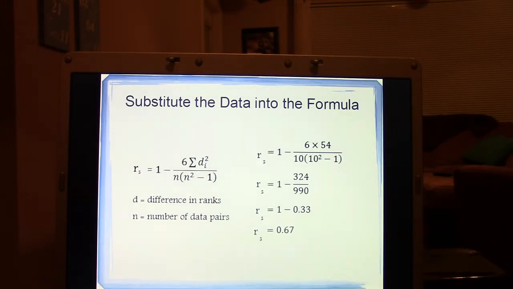The sixth step is just to substitute the data into the formula. We use the sum of the difference in ranks. That gives us our 54. There were 10 test scores, so we plug our 10 into the number of data pairs, and then you finish calculating the formula. In this example, it turns out that our R is 0.67.